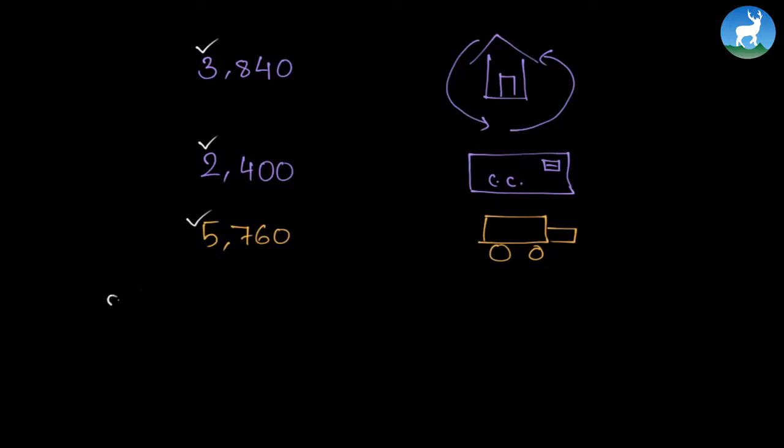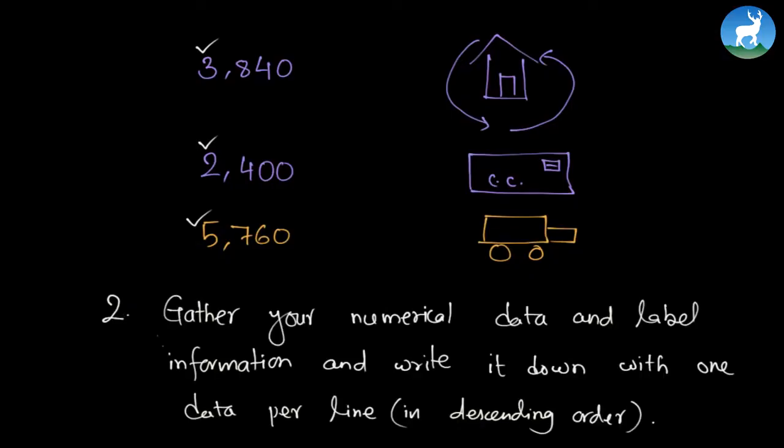Now this is what you are going to do in step number 2. You're going to gather your numerical data and label information and write it down with one data per line. What that means is you're going to write only one data at a time. You're going to label them. This is what we call labeling. You may also write the names, like this is what you call a credit card. So you may write it down.